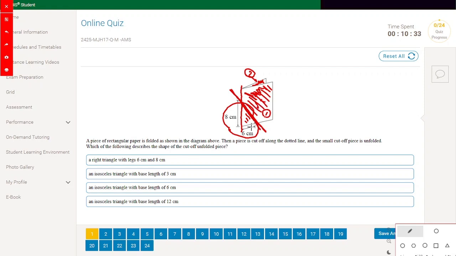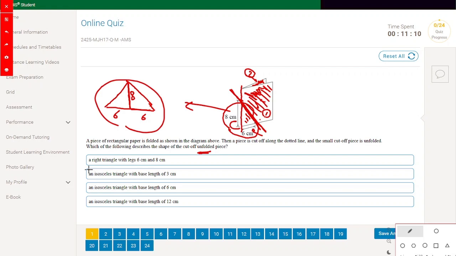So for side 1 it will be cut 6 centimeter and 6 centimeter, and the height is 8. So when we get this out, the unfolded piece will be like this shape. This is the height, which is 8 centimeter, and this is one side. This side for side 1 is 6 centimeter, and the inner side is also 6 centimeter. Now, which of the following describes the shape of the cut-off unfolded piece? This is the unfolded piece.